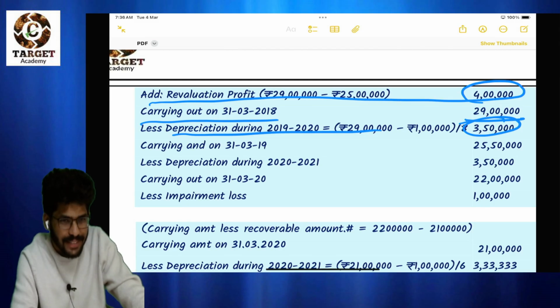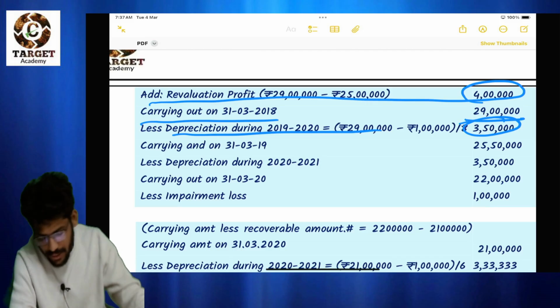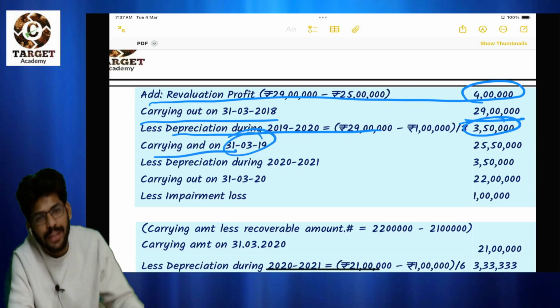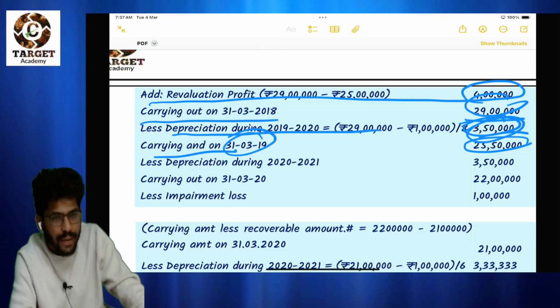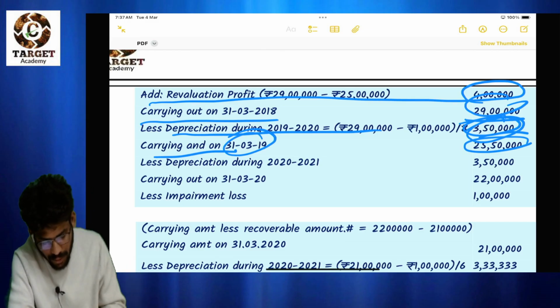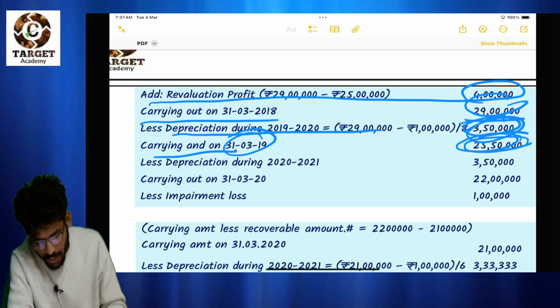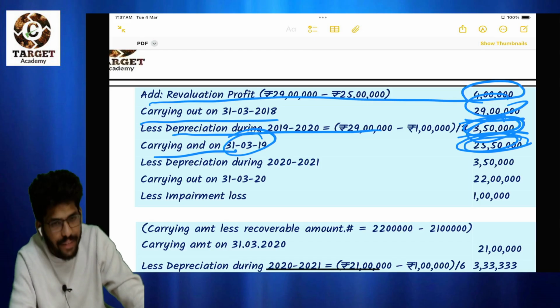Clear? Yes or no? Obviously, it's a very simple question. Clear? Yes. The carrying amount on 31st March 2019, how much? 29 minus 3 lakh 50,000, 25 lakh 50,000. For next year, calculate depreciation as usual. How much depreciation? 25 lakh 50,000 minus 1 lakh divided by 7.